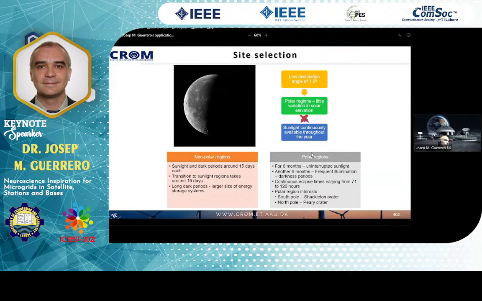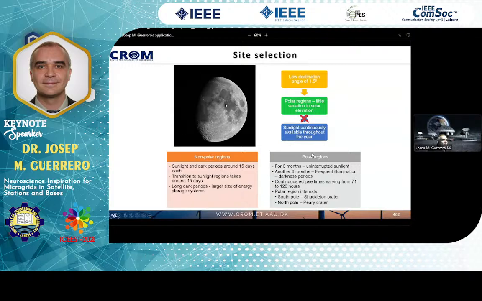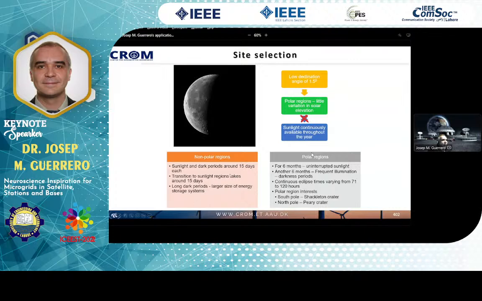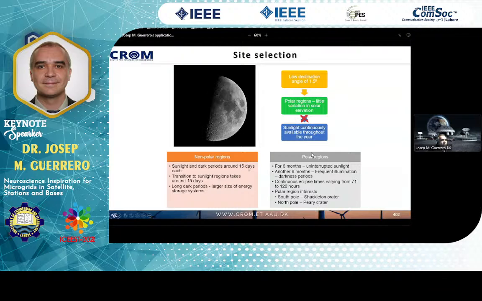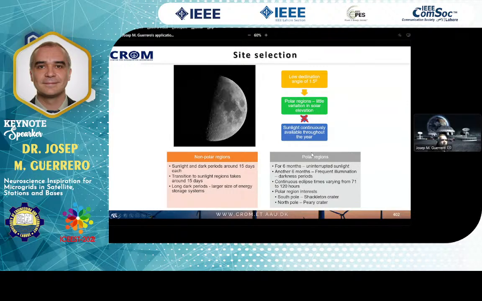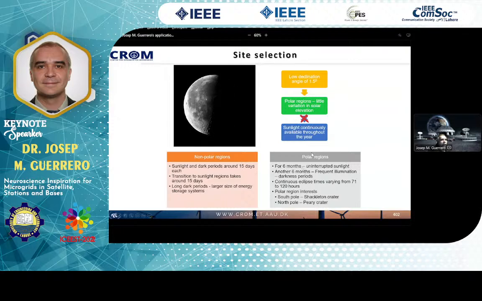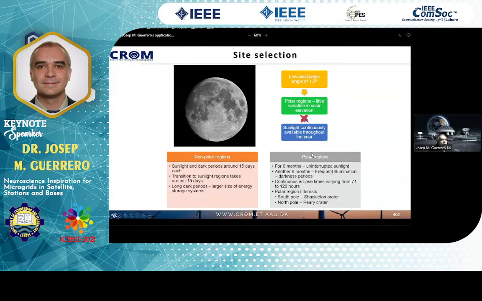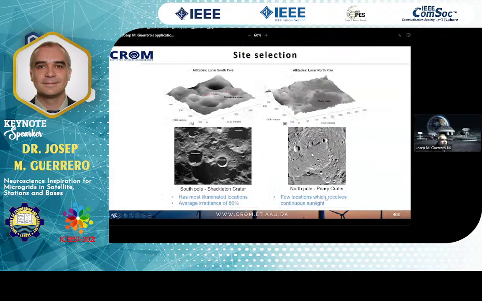Site selection: where we have to put this lunar base. Well, it could be a non-polar region, however, they are not good because we have sunlight and dark periods of 15 days each. So, too long for energy storage. The best is to put it in a polar region, in which we have 6 months of uninterrupted sunlight and then 6 more months with frequent illumination and darkness periods. So we have 2 places in which that is very likely. In the North Pole we have the Peary crater, in the South Pole we have the Shackleton crater.